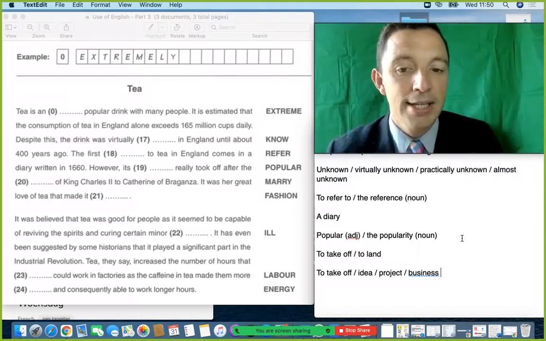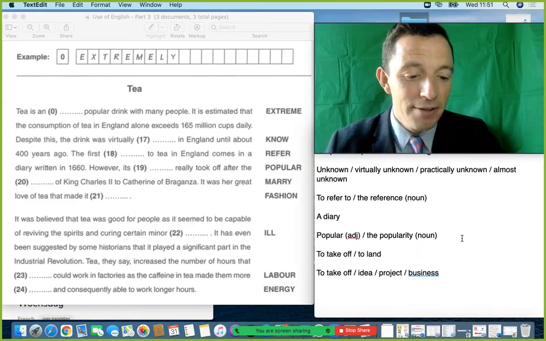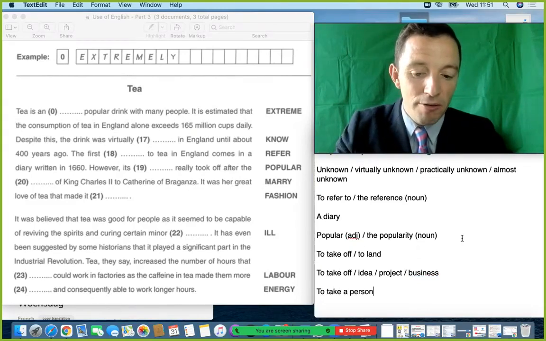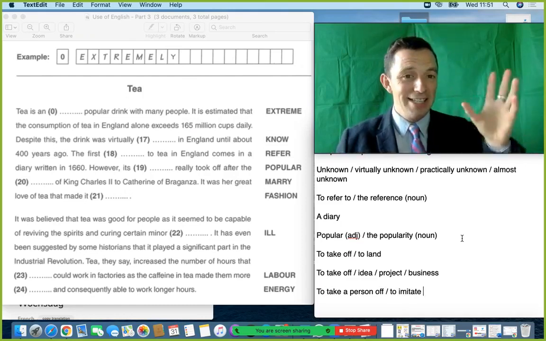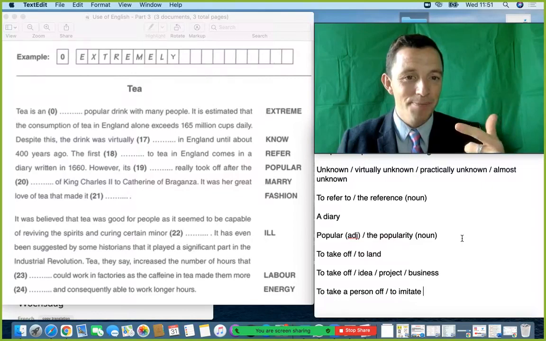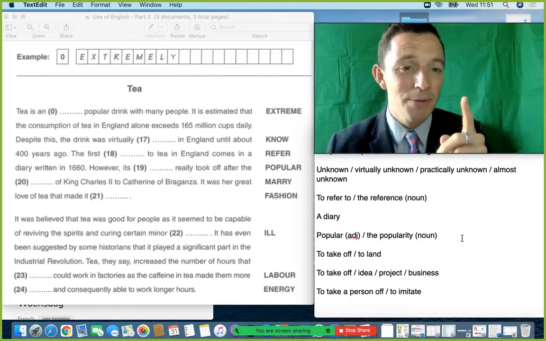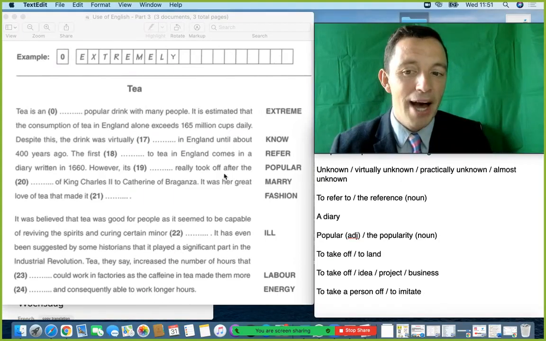Very, very good. Okay. There is one other context for take off, which is completely different. To take a person off is to imitate. Okay, so this is a second completely different significance. If I take you off, that's the significance I copy or I imitate your behavior. Okay, so that's a second possibility. But the first possibility is with the business, with the company, with the aeroplane for successful. After, so basically the popularity of tea was successful, it grew after the something of King Charles.